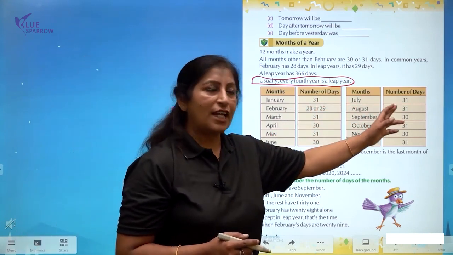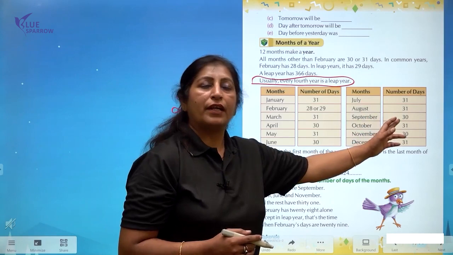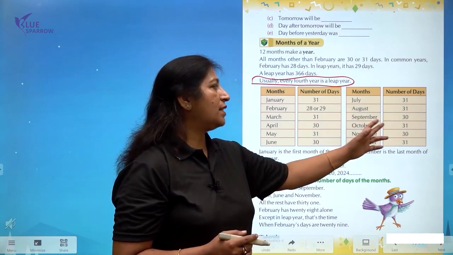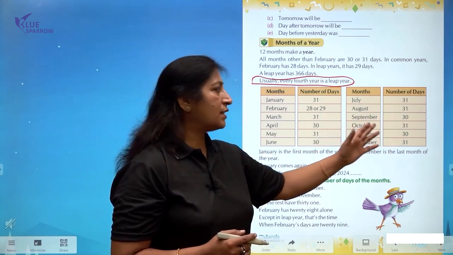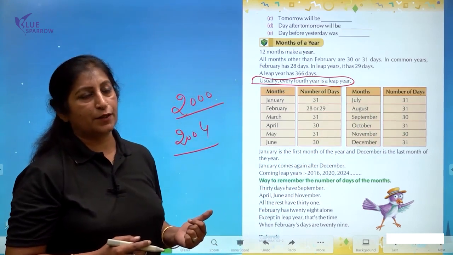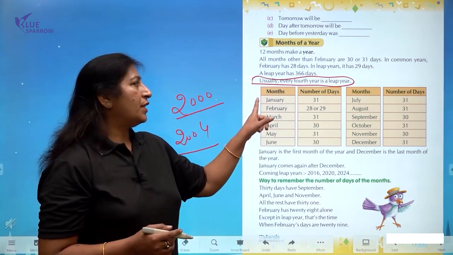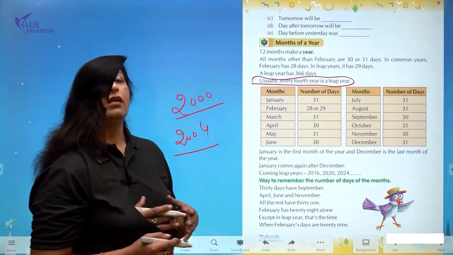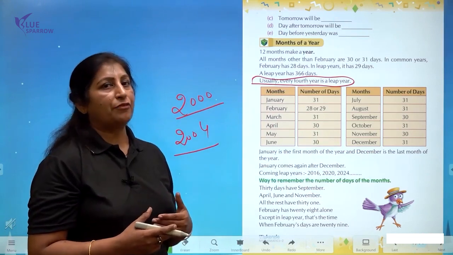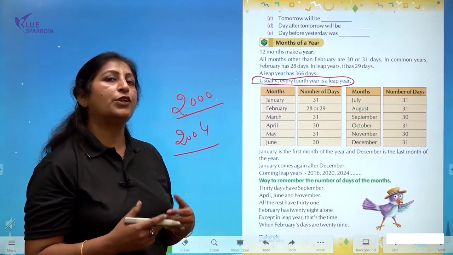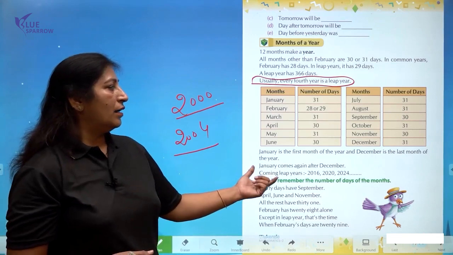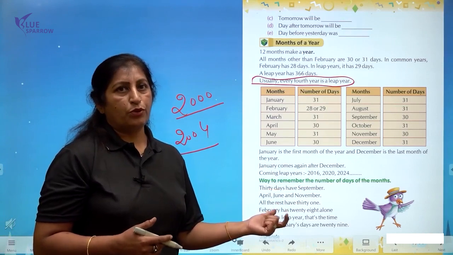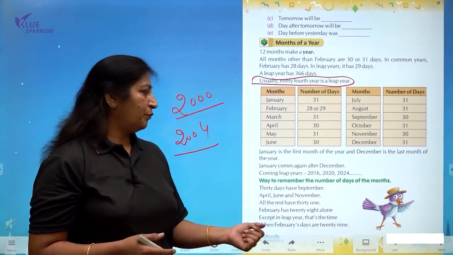July has 31 days. August has 31 days. September has 30 days. October has 31 days. November has 30 days and December has 31 days. January is the first month of the year. December is the last month of the year. January comes after December again, and in this way a new year begins. Coming leap years, you can say this time 2024, 2028 and so on.